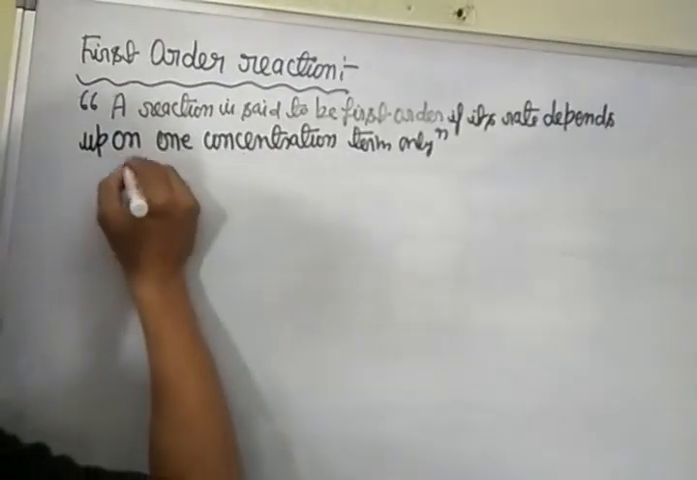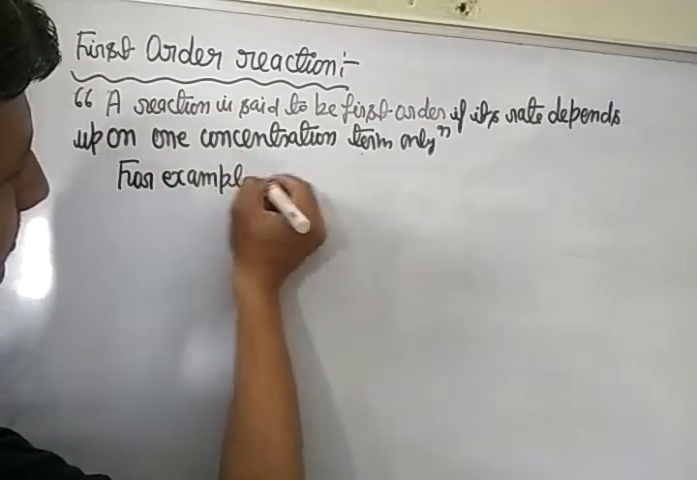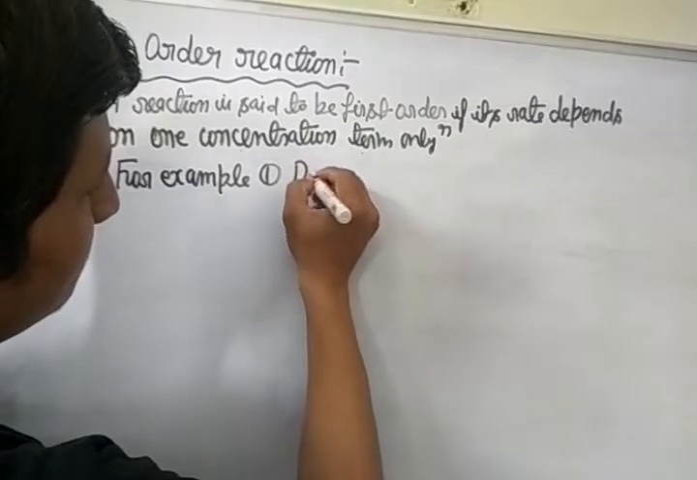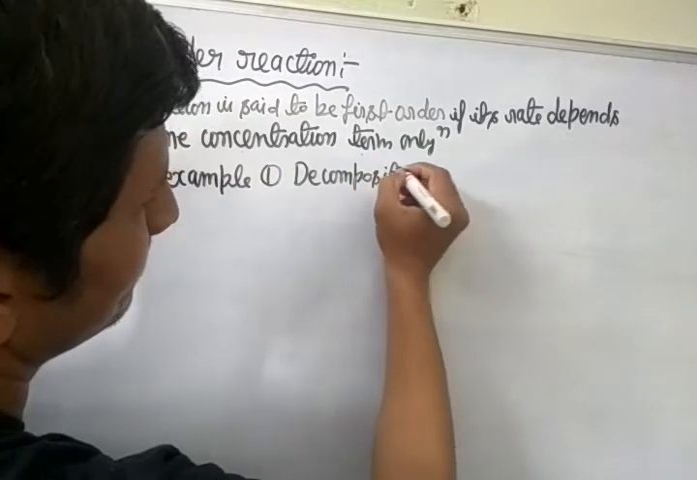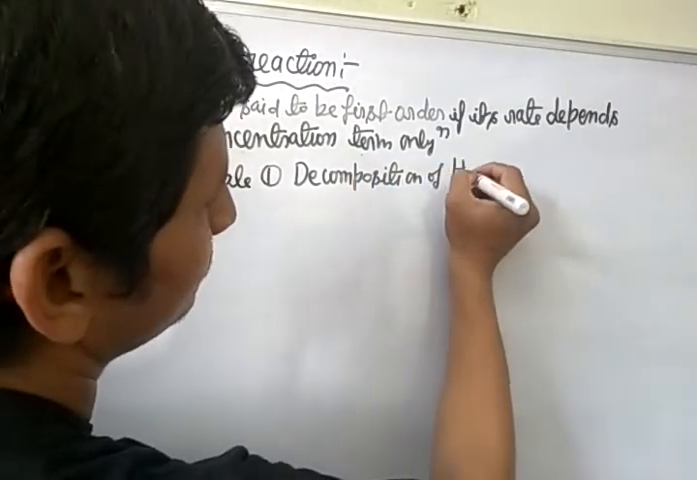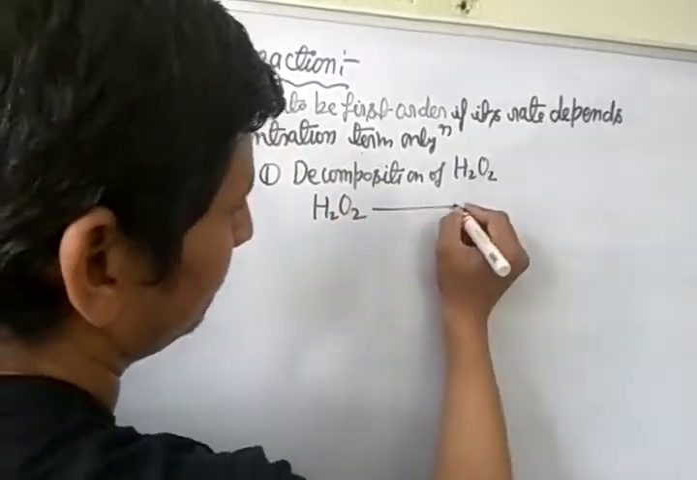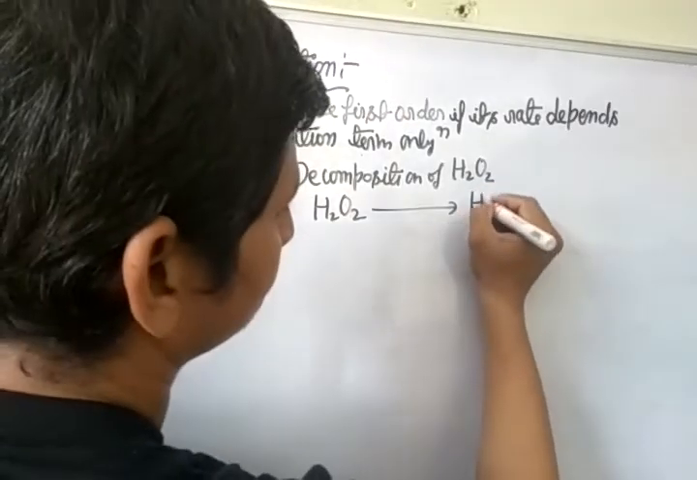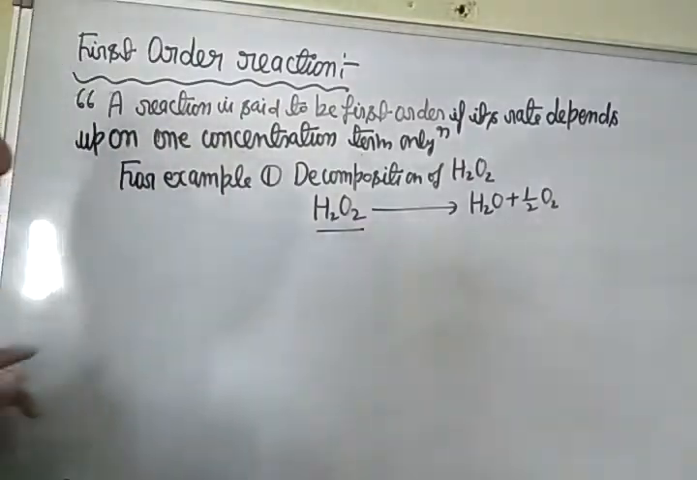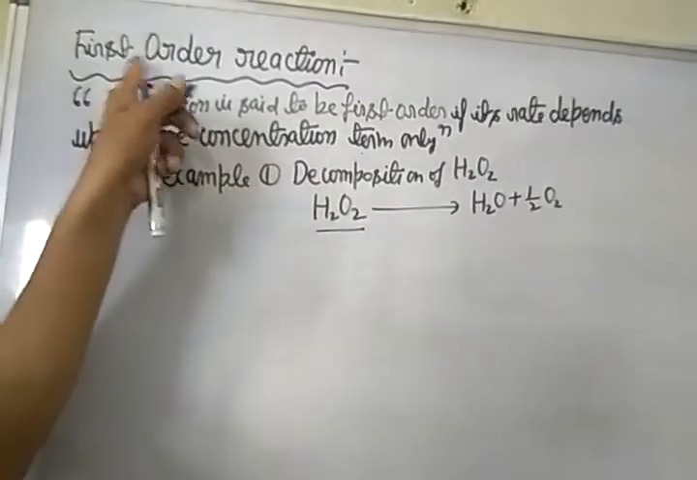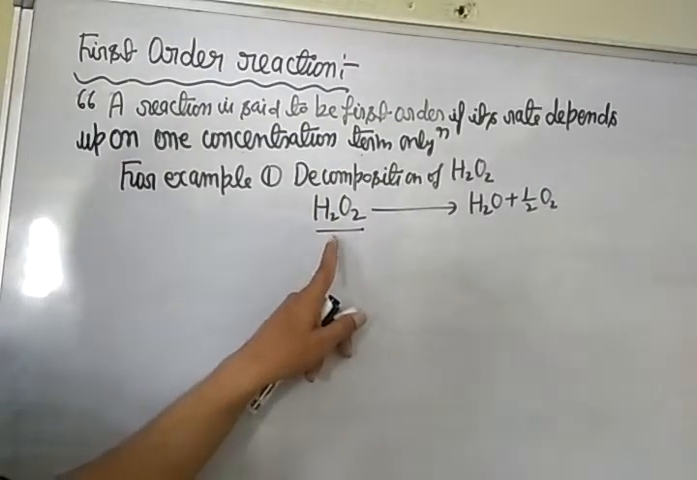For example, number one is decomposition of hydrogen peroxide. Hydrogen peroxide on decomposition gives water plus half O2. Here the number of reactant is 1, so it is a first order reaction. The rate depends on one concentration term only.